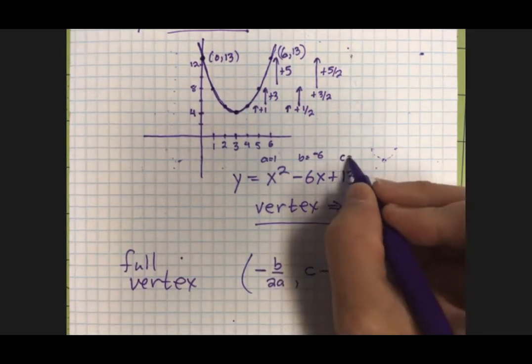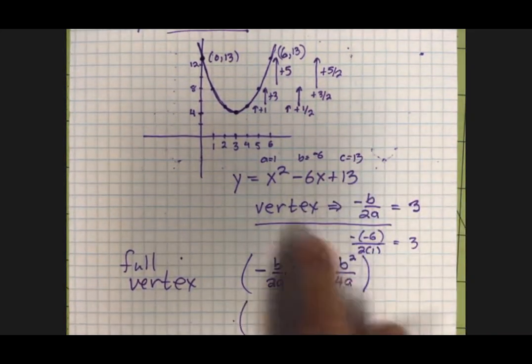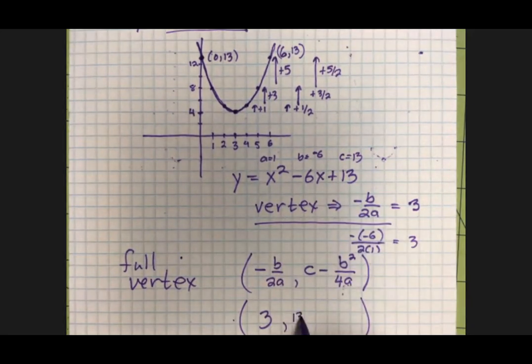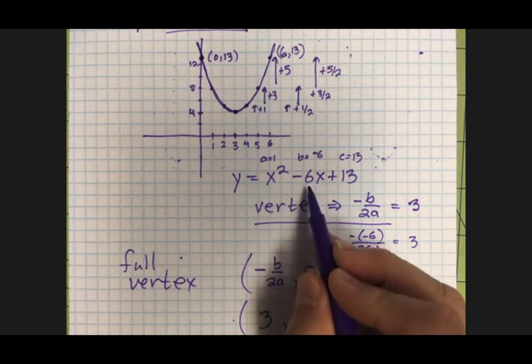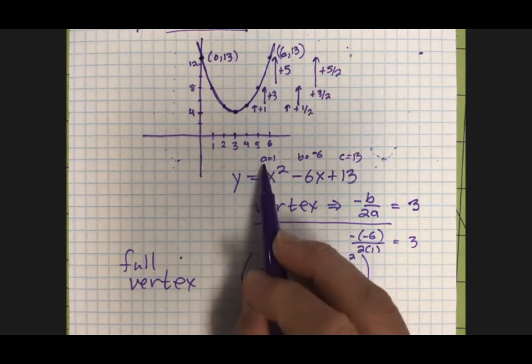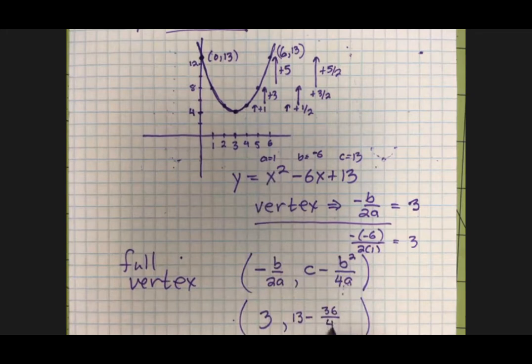Let's try it right here. c is 13, right? So this parabola has a vertex at x equals 3. That's minus negative 6 over 2 times 1. I've already done that. But let's find out the y-coordinate of the vertex, which is c, 13, minus b squared. b squared is positive 36, divided by 4 times a, and 4 times a is 4. So where is the vertex? 13 minus 36 over 4. 13 minus 9. 13 minus 9 is 4.